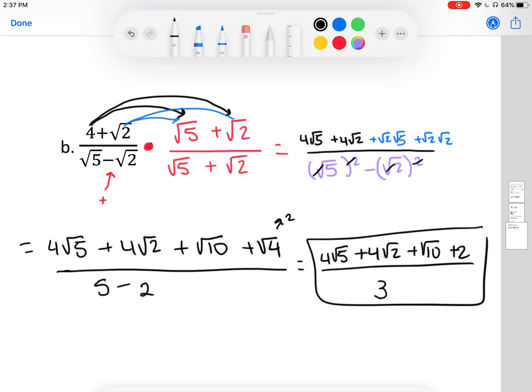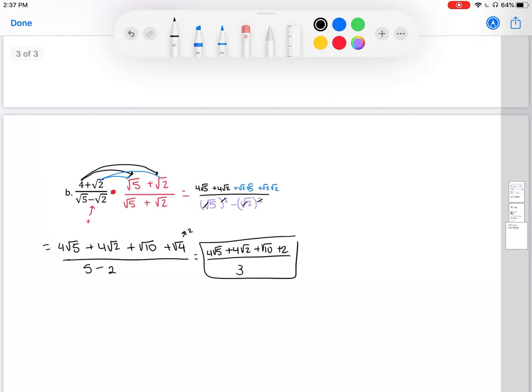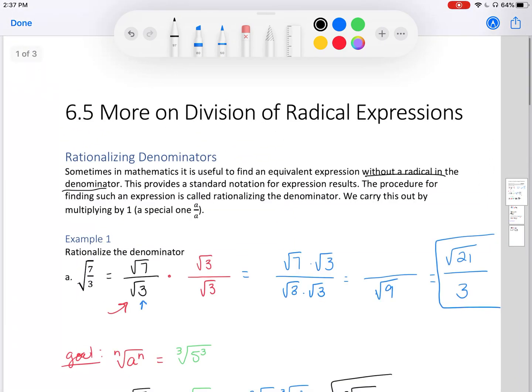Okay, that's it for rationalizing denominators. Section 6.5, more on division of radical expressions.